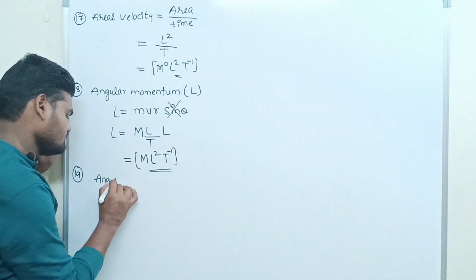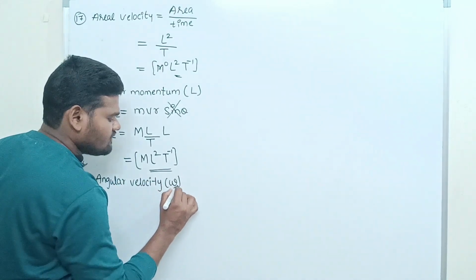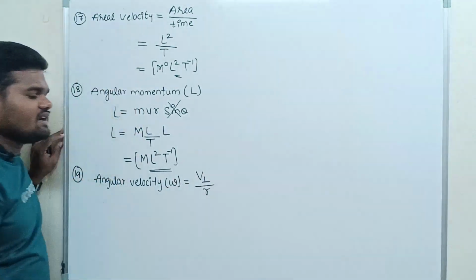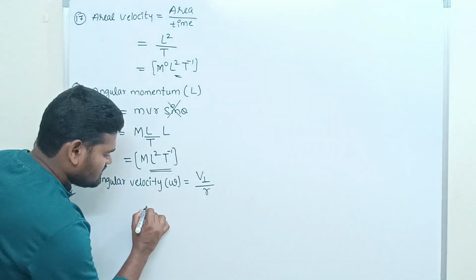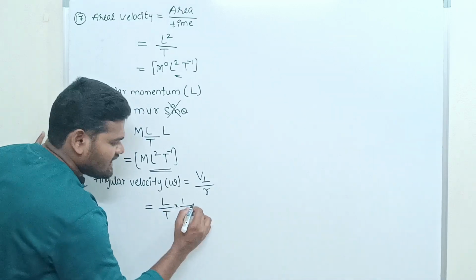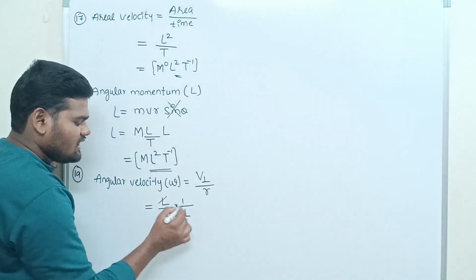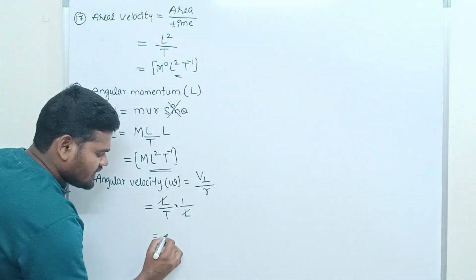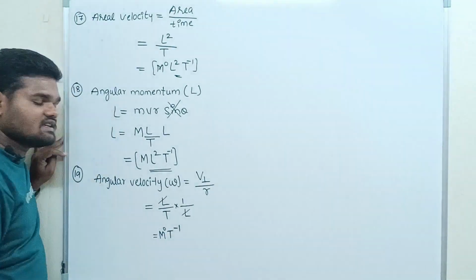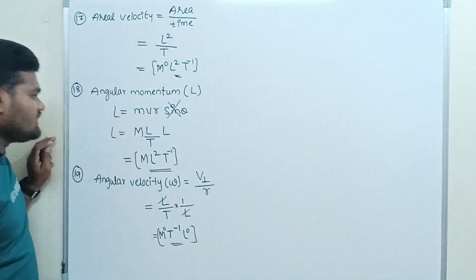Angular velocity. It can be represented by omega. So angular velocity formula is perpendicular velocity divided by radius. V perpendicular upon radius. So which is equal to, what is velocity? Distance by time into 1 by r. R is nothing but what? Radius. Radius is nothing but length. So L gets cancelled. If t comes to denominator, it becomes t power minus 1. Any mass term is there? No. M power 0. Any length term is there? No. L power 0. Are you getting?